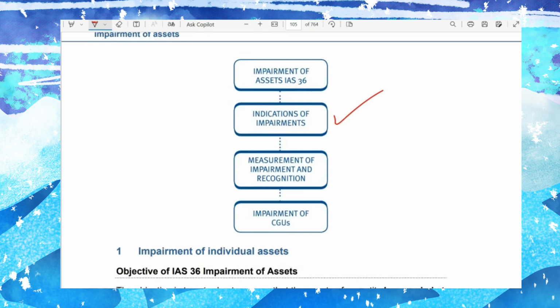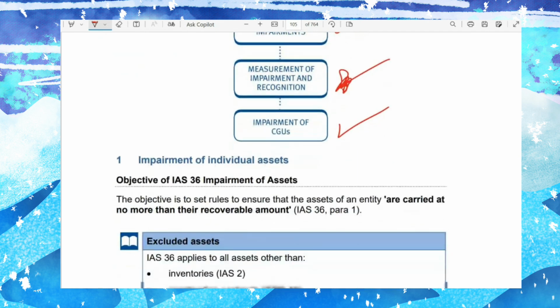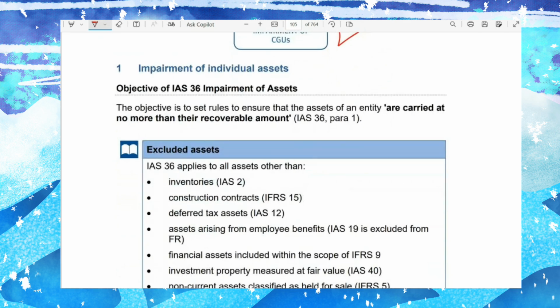According to the definition, the objective of the standard is to ensure that assets of an entity are carried at no more than their recoverable amount. If the recoverable amount is 1 million and the books of account show 1.5 million, the auditor or company is not allowed to show the higher value in the books.